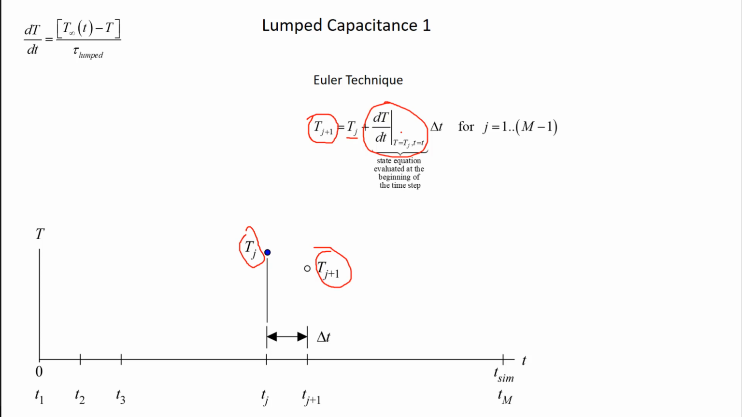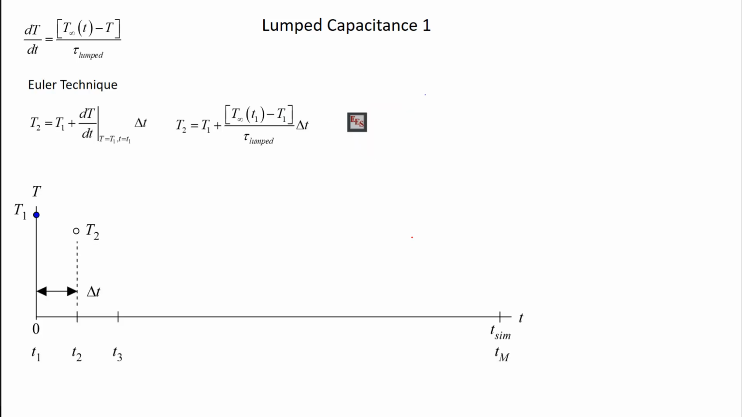So I'll calculate the derivative once. I'll do that at the beginning of the time step where I know everything, right? I know this temperature, I know this temperature. I'll assume that derivative is constant, and I'll just use it to shoot over here to the end of the time step. So I'm guessing you've seen Euler technique before. We're going to implement this for this problem.